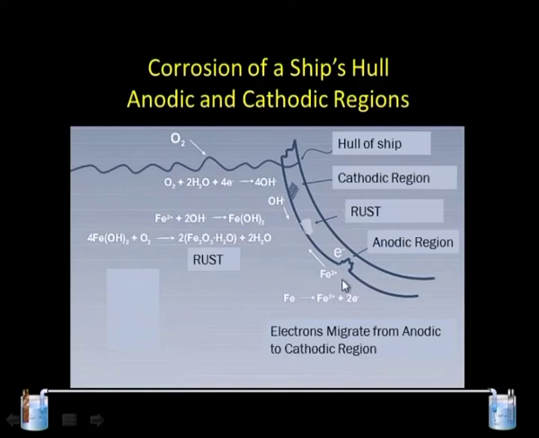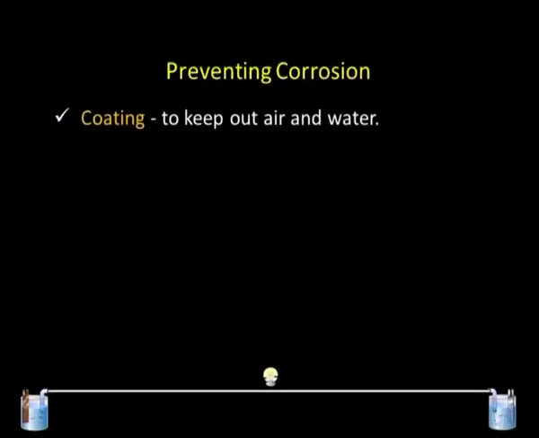In the anodic region, we can see we have Fe2+, whereas in the cathodic region OH- is formed. Now electrons migrate from the anodic to the cathodic region. Now for preventing corrosion, several steps are possible.